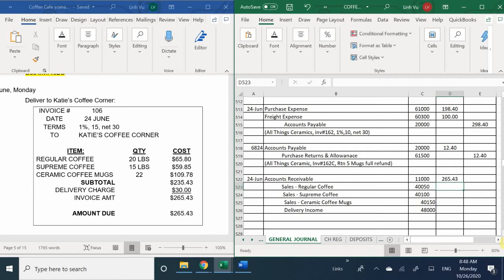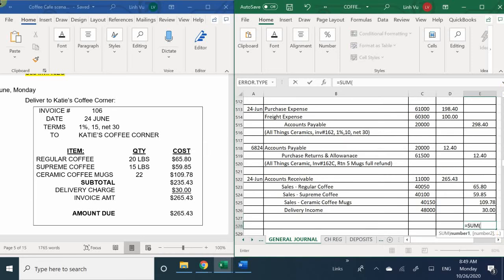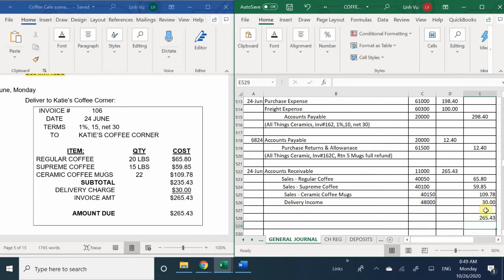265.43. Credit is for regular coffee 65.80. I'll just mention accordingly 59.85, 109.78, $30. All right, I'm going to double check just to make sure that my accounting is correct. For 265.43. Okay, good.